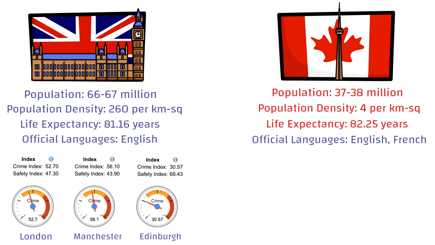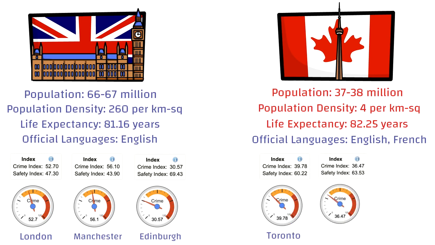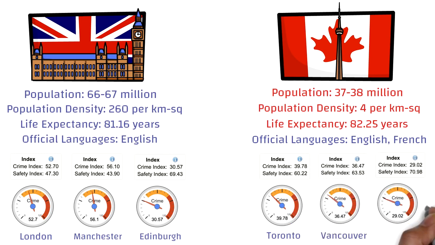But the comparison is between UK and Canada, so let's check out the crime index of Canada. The crime index for Toronto is close to 40. For Vancouver it's close to 36, and for Montreal it's only 29. So you can say that out of these 6 cities mentioned here, Montreal is the safest place. But yes, overall if you compare the UK cities with the Canadian cities, then you can say that Canada is much safer, at least looking from these 6 cities.